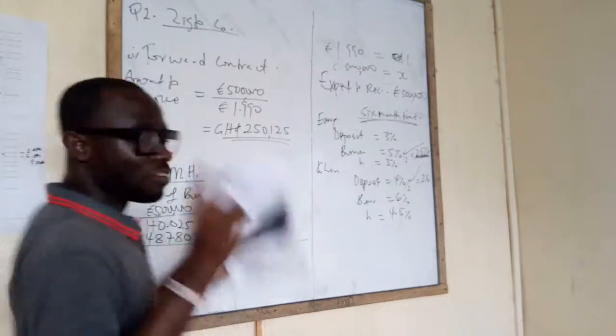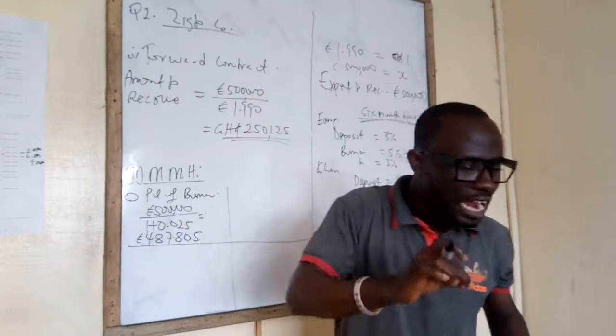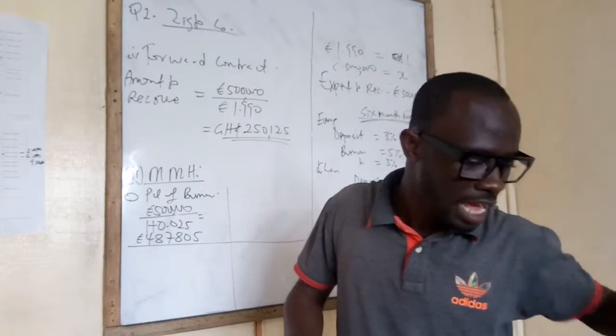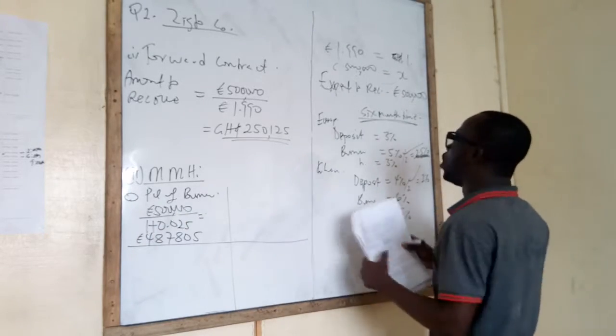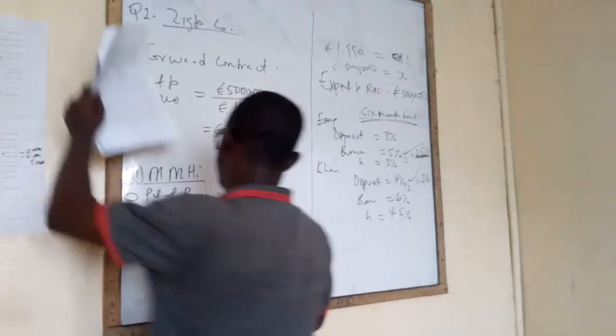805. That's the first step. Borrow an equivalent of the foreign currency. Then the second step is that we convert that amount you borrowed into what? The domestic currency.